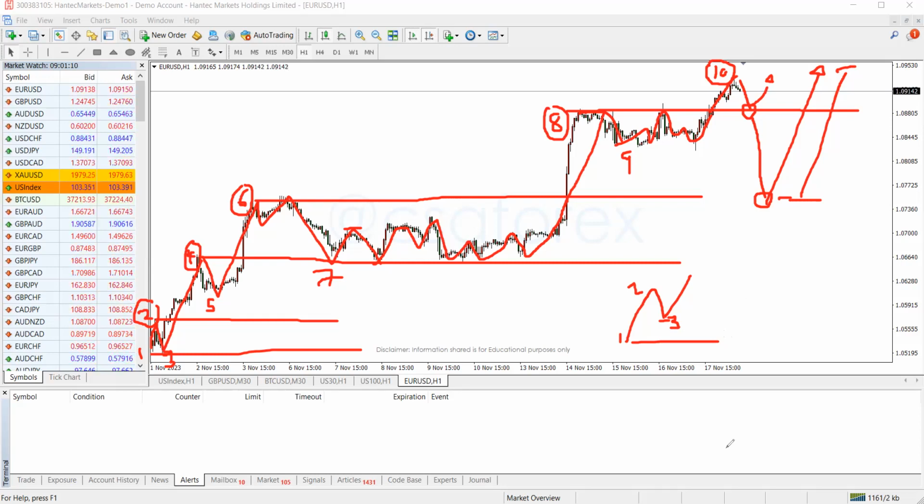Make sure to trade safely if you're trading a live account, that is. And of course, make sure to ensure that your stop loss is in place and you use the proper risk management calculator.